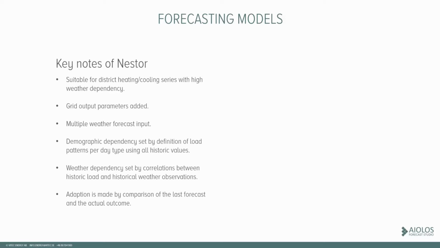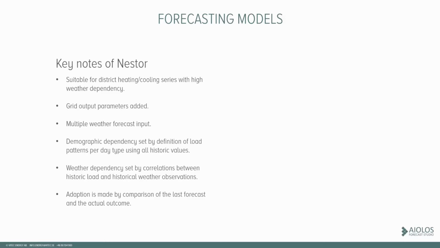The model Nestor is suitable for district heating or district cooling grids, and these of course have very high weather dependency. To do this forecast, we have added parameters on, for example, the supply temperature into the grids. We also have the multiple weather forecast as input into this model. The demographic is set by a definition of the load patterns per day type, once again using all historical values. So this is quite similar to the Aiolos or Celia model.